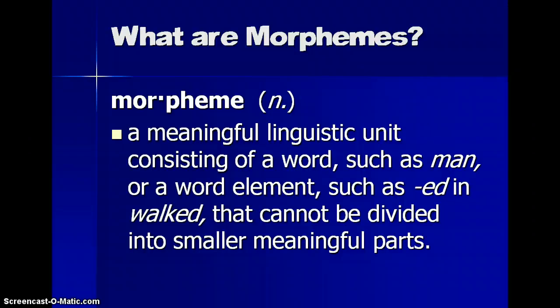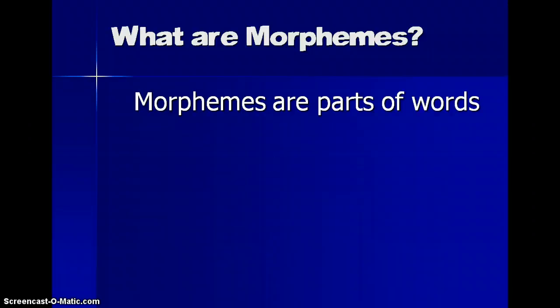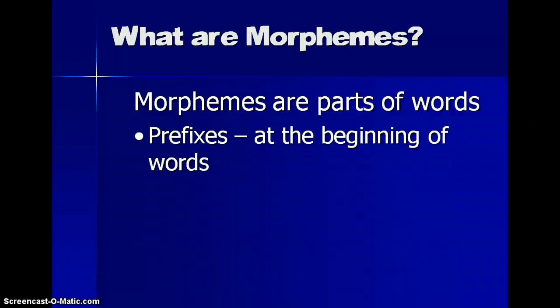In other words, the D in the ed doesn't tell me anything. But the ed at the end of a verb, that dash saying it's at the end, tells me it's past tense. It's something that's already been done. So the morpheme tells me something, and it can't be broken any smaller or it will lose its meaning. Morphemes, in other words, are parts of words.